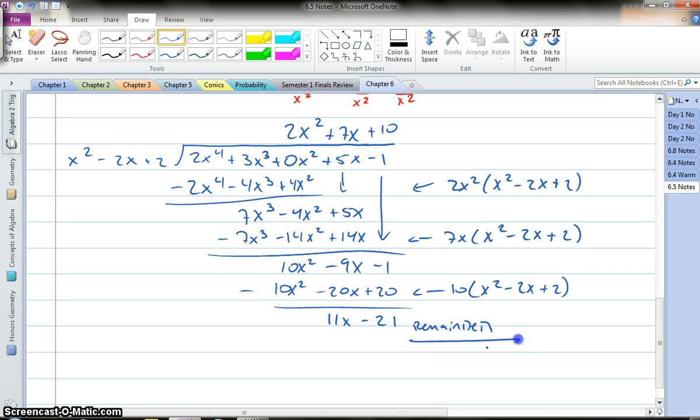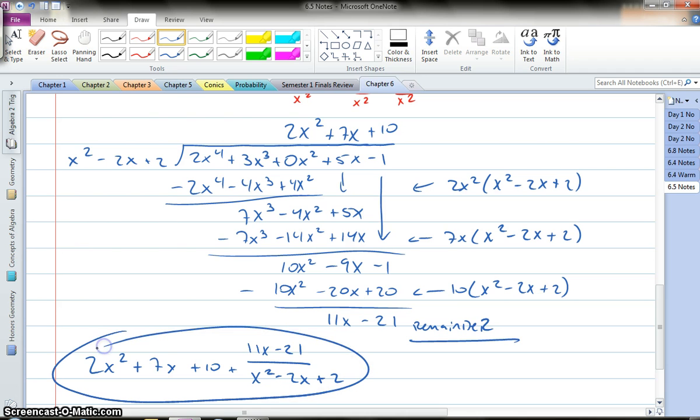Now remember what we did with the remainder in the first one, in the old school examples. Okay, so my answer is going to look like this. It's 2x squared plus 7x plus 10 plus your remainder, which is 11x minus 21, all over what you divided by, x squared minus 2x plus 2. All right, just like we did up there with the 2 nines. However, in this case, it's a polynomial division. All right, so that's long division in the whole.